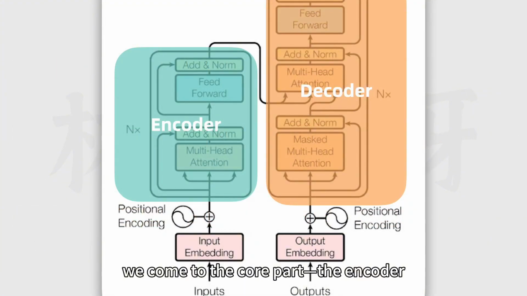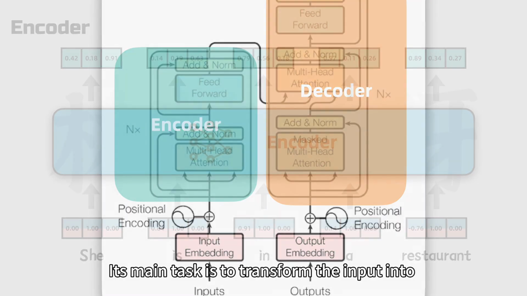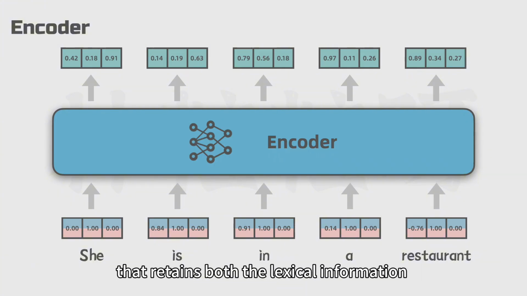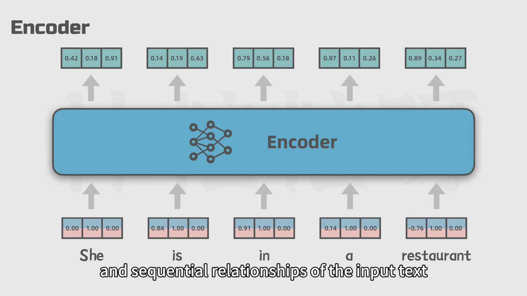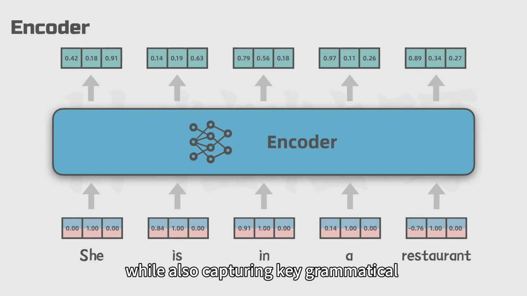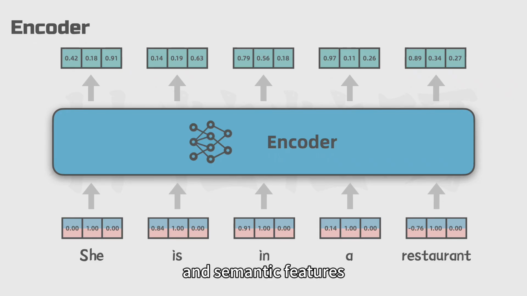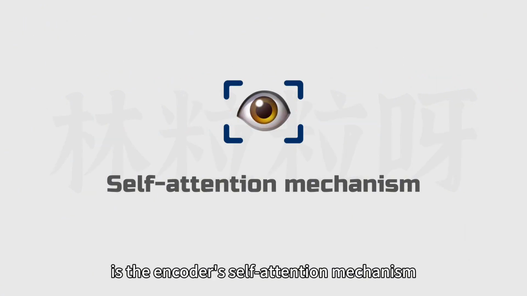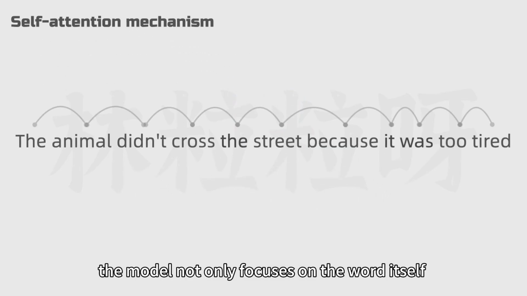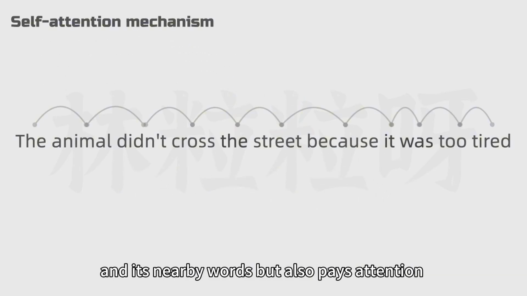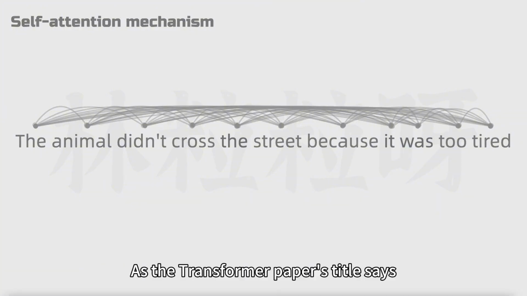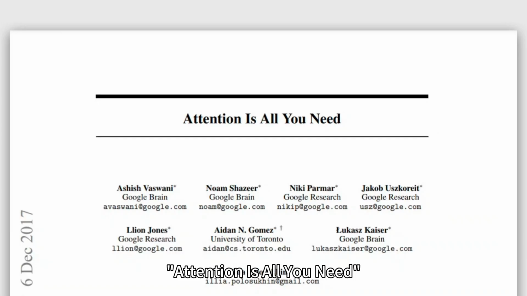Next, we come to the core part, the encoder. Its main task is to transform the input into a more abstract representation. This representation is also a vector, a series of numbers that retains both the lexical information and sequential relationships of the input text, while also capturing key grammatical and semantic features. The core mechanism for capturing key features is the encoder's self-attention mechanism. When processing each word, the model not only focuses on the word itself and its nearby words, but also pays attention to all other words in the input sequence. As the Transformer paper's title says, attention is all you need.